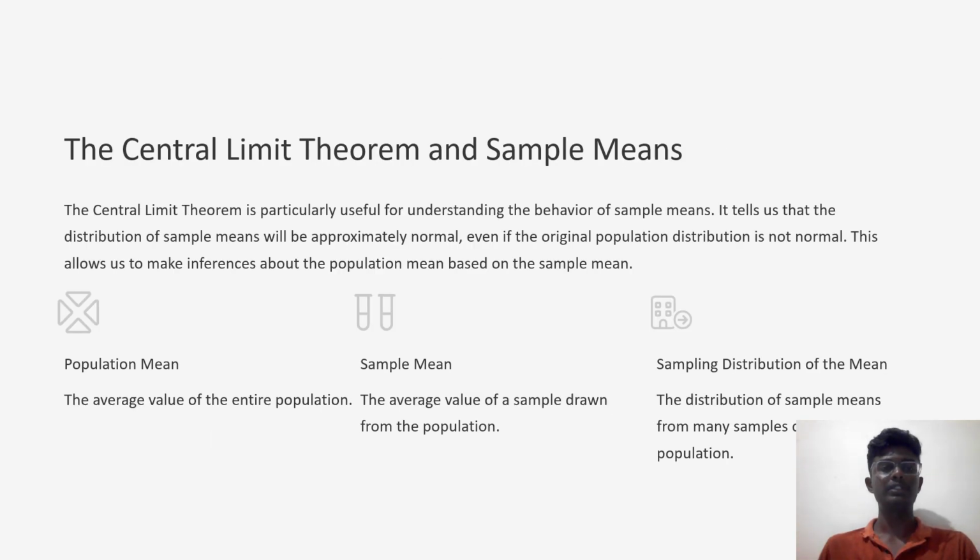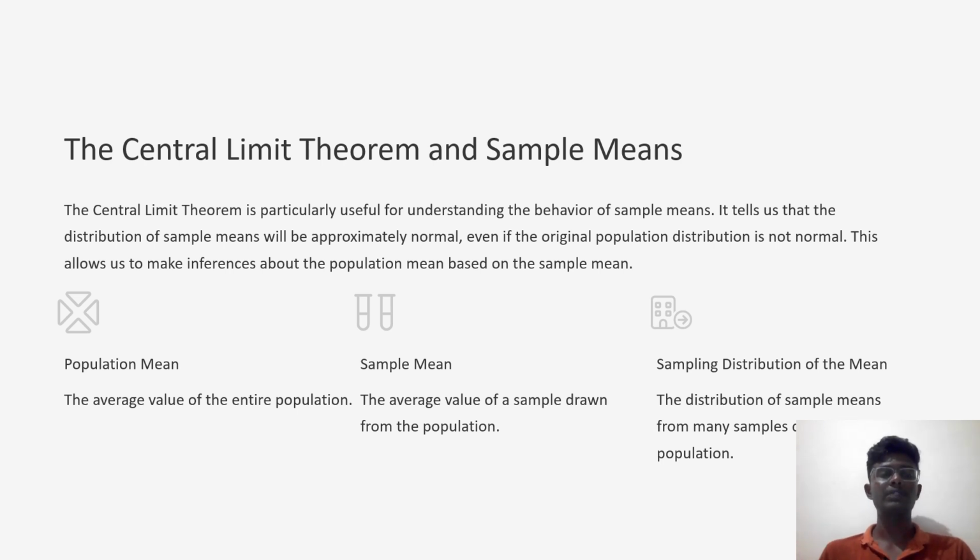In this slide, we will see about the central limit theorem and sample means. The central limit theorem is particularly useful for understanding the behavior of sample means. It tells us that the distribution of sample means will be approximately normal, even if the original population distribution is not normal. This allows us to make inferences about the population mean based on the sample mean.